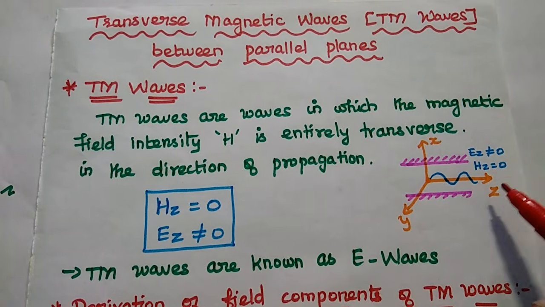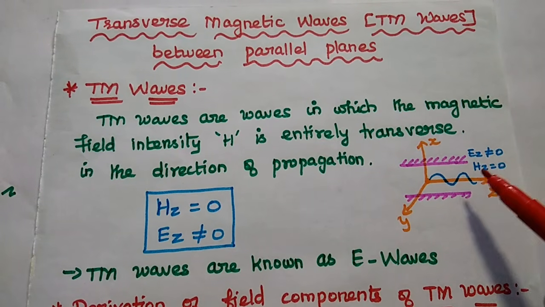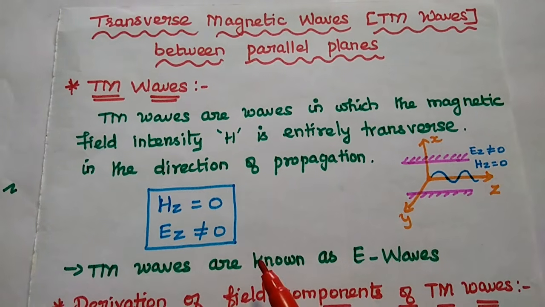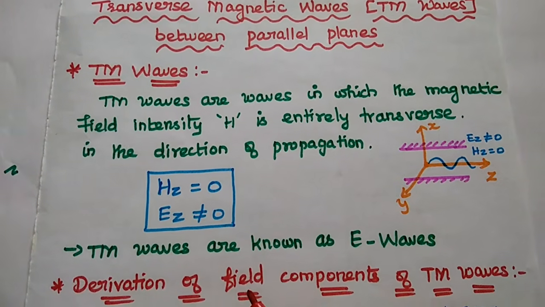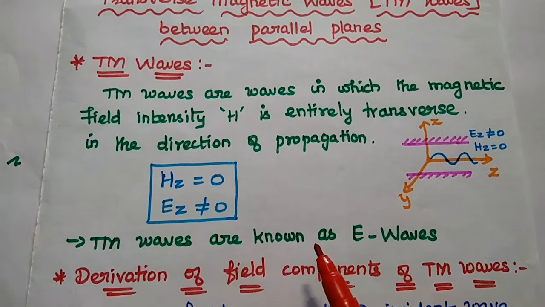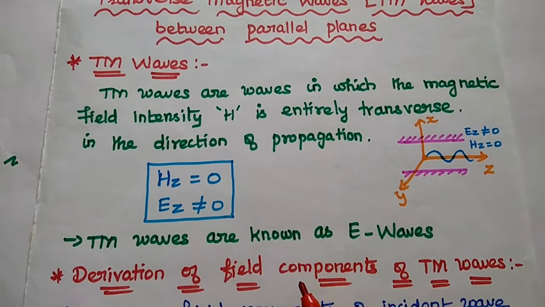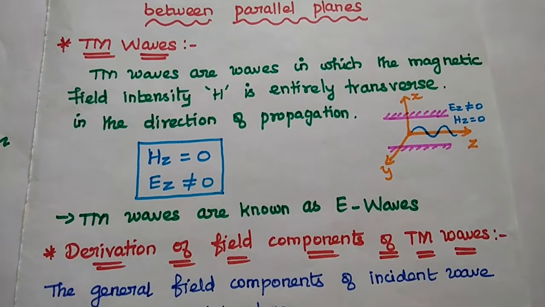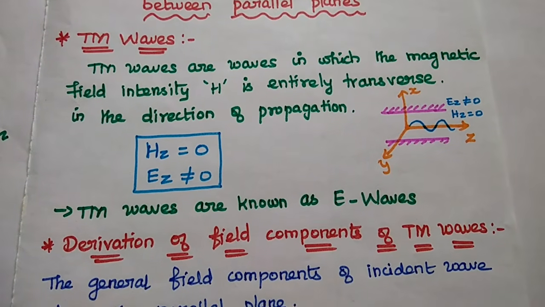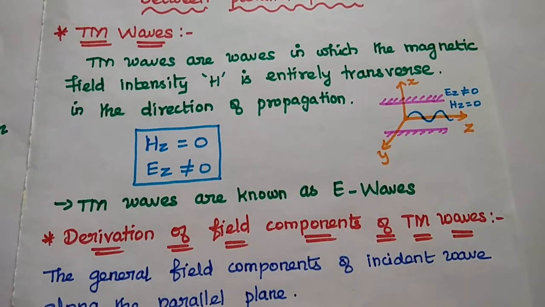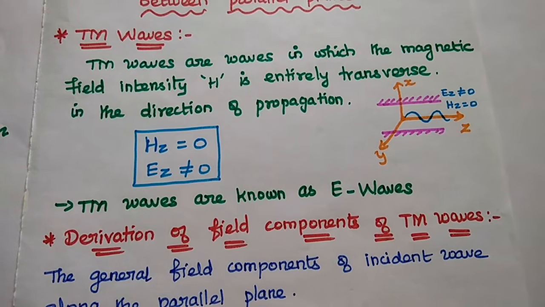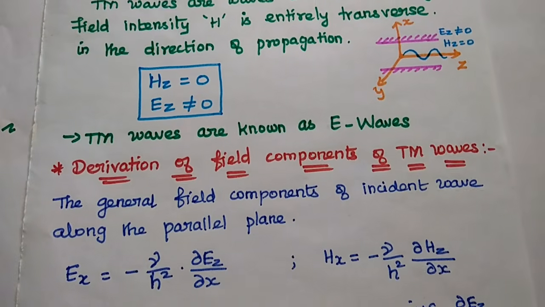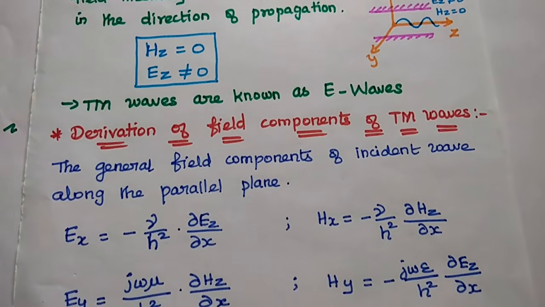At the same time, it has electric field intensity in the direction of propagation. So here Hz is equal to 0, but Ez is not equal to 0. Hence it is also known as E wave. You will understand the concept of transverse magnetic waves. Here the magnetic field strength is entirely transverse to the direction of propagation. Okay, so next we are going to derive the field components of these TM waves.